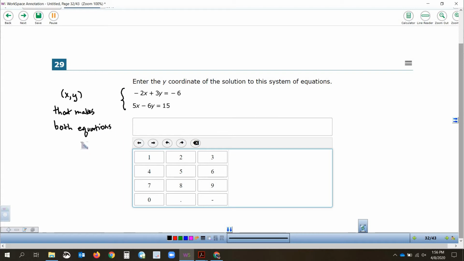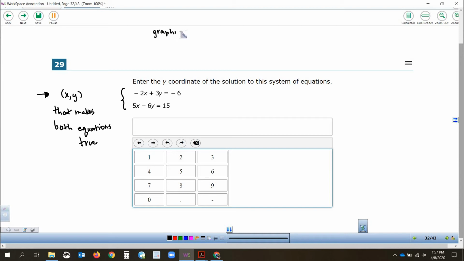equations true. So there are many, many combinations of x and y that will make negative 2x plus 3y equal negative 6. And there are many, many combinations of x and y that will make 5x minus 6y equal 15. But there's only going to be one single value of x and y that is going to make both of these equations true.